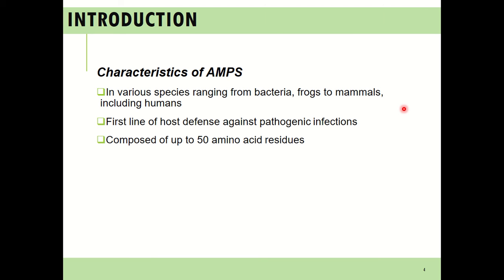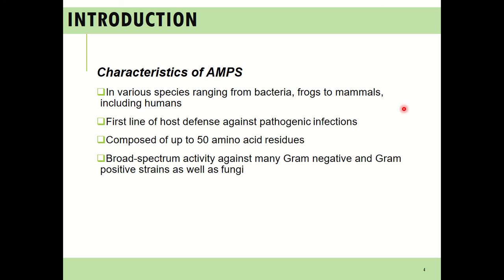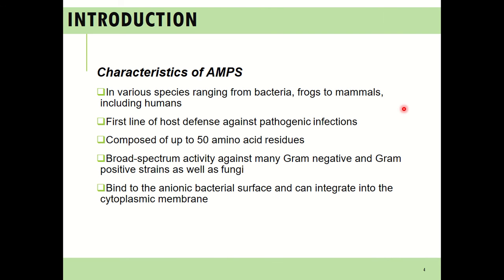AMPs consist of up to 50 amino acid residues, which, depending on their composition, size, and conformation, can be arranged in different groups, such as cationic peptides, non-cationic, aromatics, etc. And they have broad spectrum activity against many gram-negative and gram-positive strains, as well as fungi. They can bind to the anionic bacterial surface and integrate into the cytoplasmic membrane, making pores to kill the microorganism.